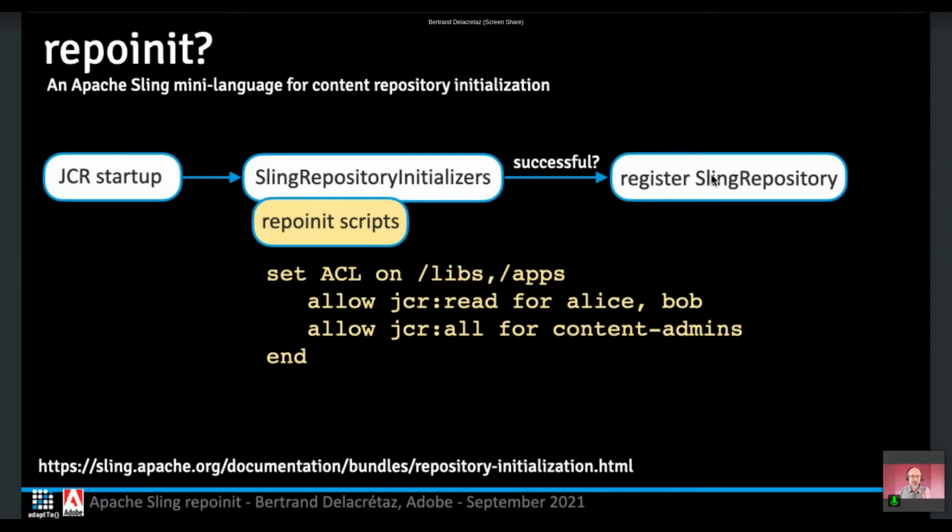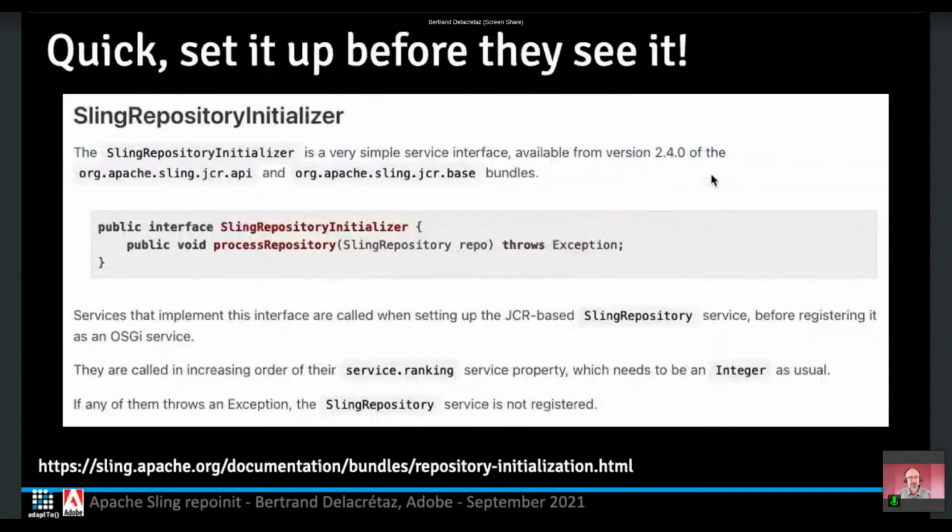So that was the key design goal, to make sure things happen before anything can be done at the application level, at the Sling level, to the repository. It's based on this simple service interface, SlingRepositoryInitializer, which has just one method, processRepository. This one gets a Sling repository service before it's exposed as an OSGi service, and it's the only way that you can grab it and set up initializations on the repository.